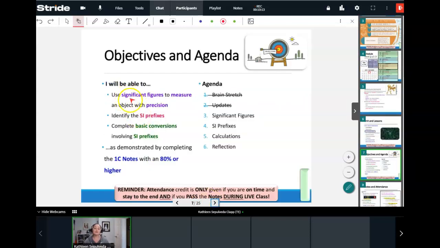Today, we're going to talk about using significant figures to measure an object with precision, identify the SI prefixes, and complete basic conversions involving SI prefixes with our notes today of 1C.